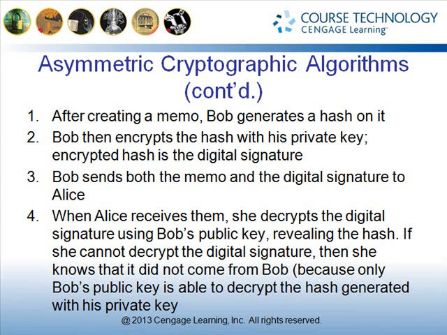Step 3, Bob's going to send the memo and the digital signature to Alice. Now, in step 4, when Alice receives them, she's going to decrypt the digital signature using Bob's public key, which will reveal the hash. Now, if she cannot decrypt the digital signature, she knows it didn't come from Bob. Only Bob's public key can decrypt the hash generated with his private key.